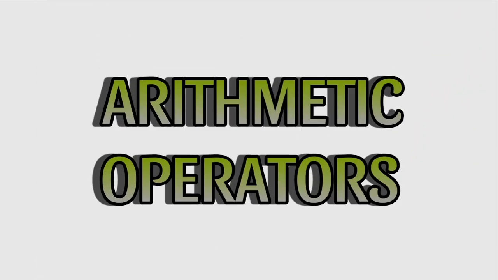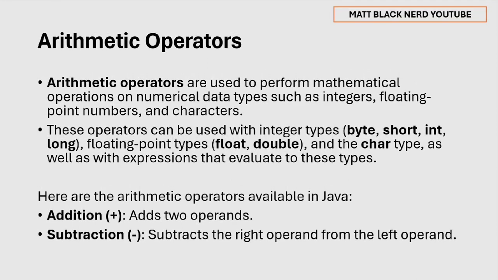What are arithmetic operators? Arithmetic operators are used to perform mathematical operations on numeric data types such as integers, floating point numbers, and characters. These operators can be used with data types like byte, short, int, long, float, double, and the char type, as well as with expressions that evaluate to these types. Here are the arithmetic operators available in Java.